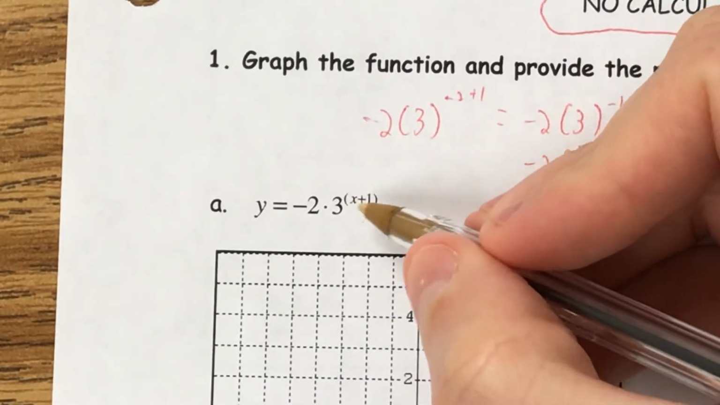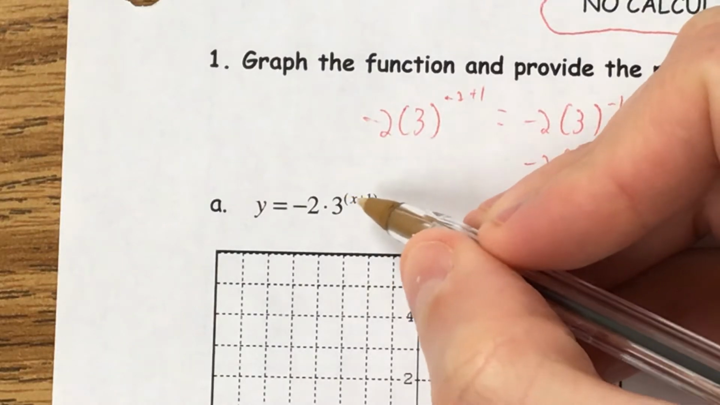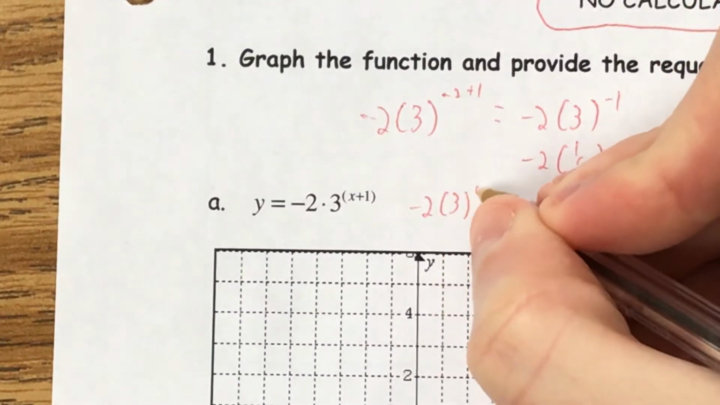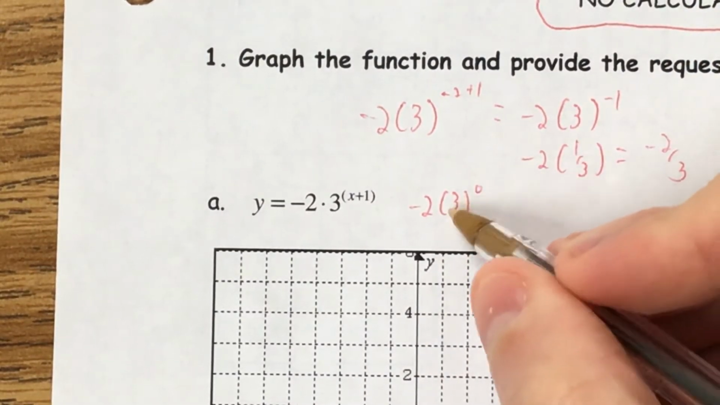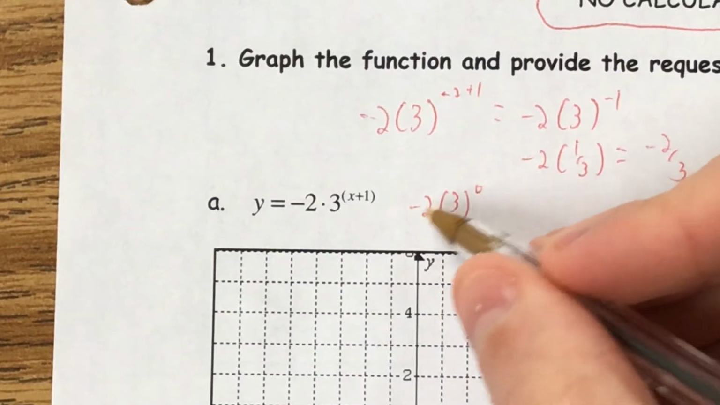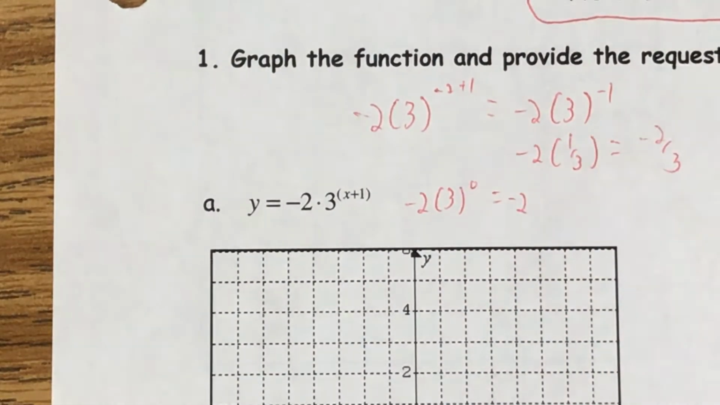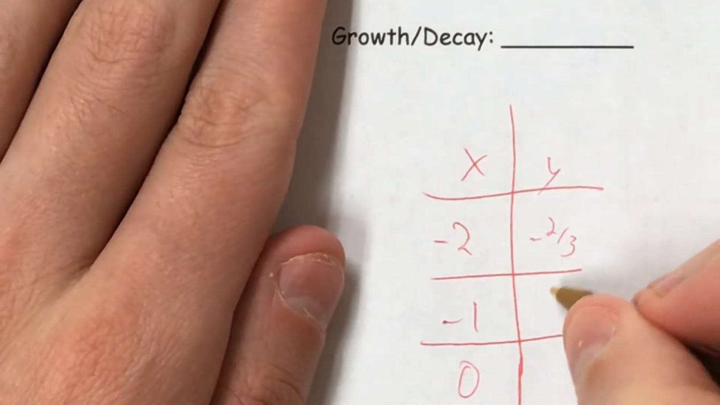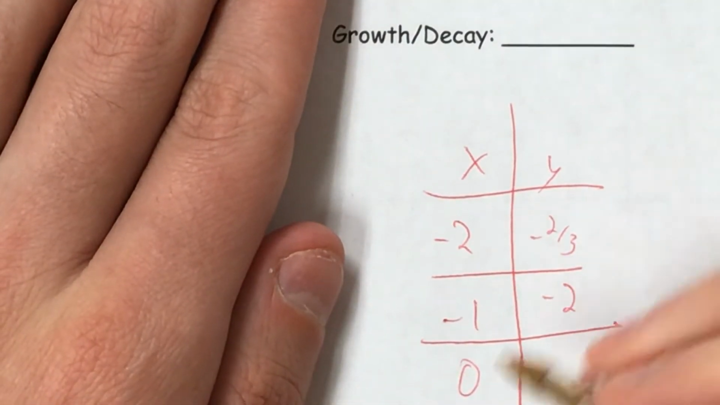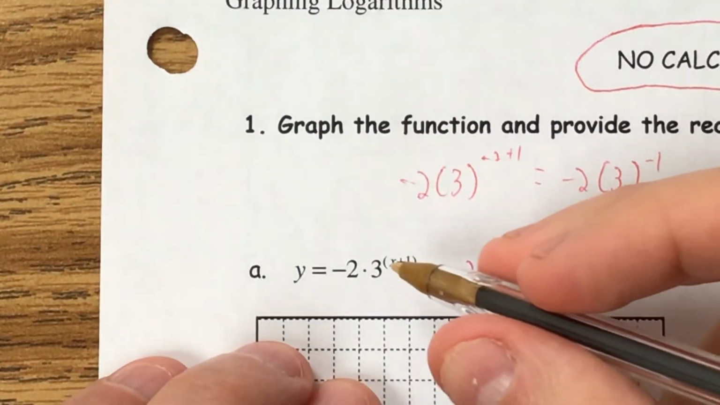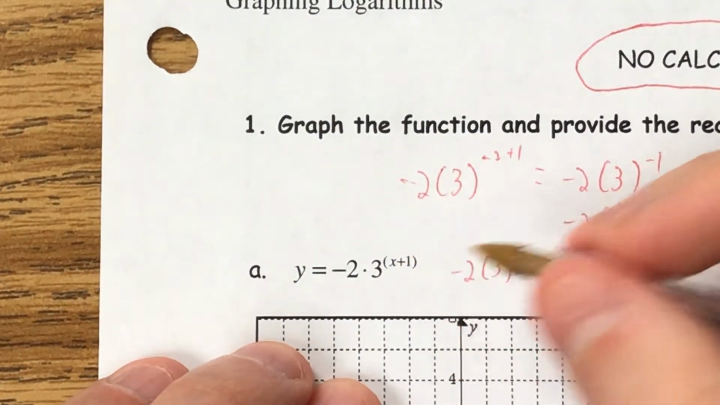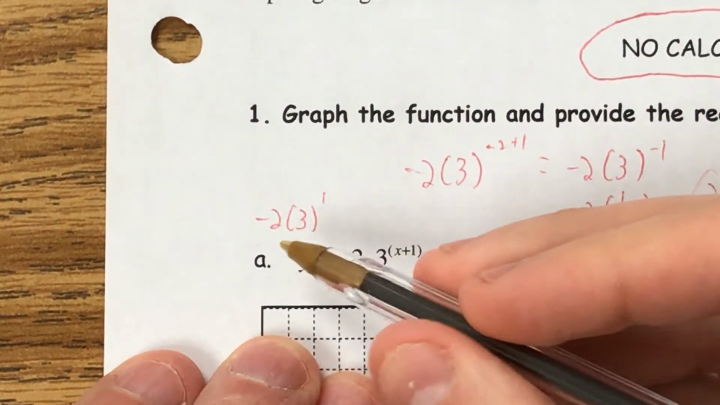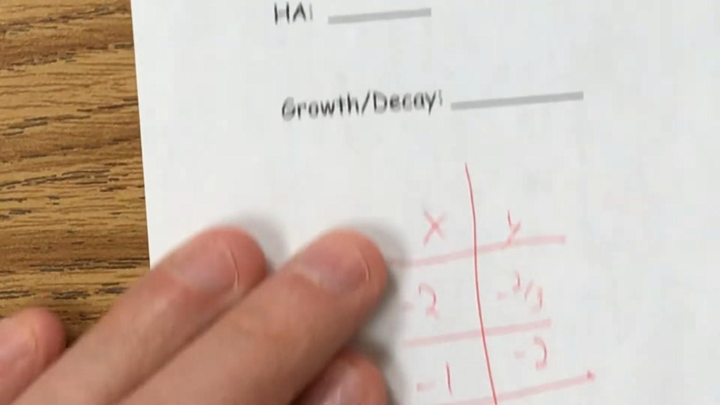Next up is -1. If you plug in -1, then -1 plus 1 is 0. So you just get -2 times 3 to the 0. But anything to the 0 power is 1. So this is just 1 times -2. So -2. So I'll go down here and put -2. And finally, we'll plug in 0. If you plug in 0, 0 plus 1 is 1. So you get -2 times 3 to the 1st, or -2 times 3, which is 6.